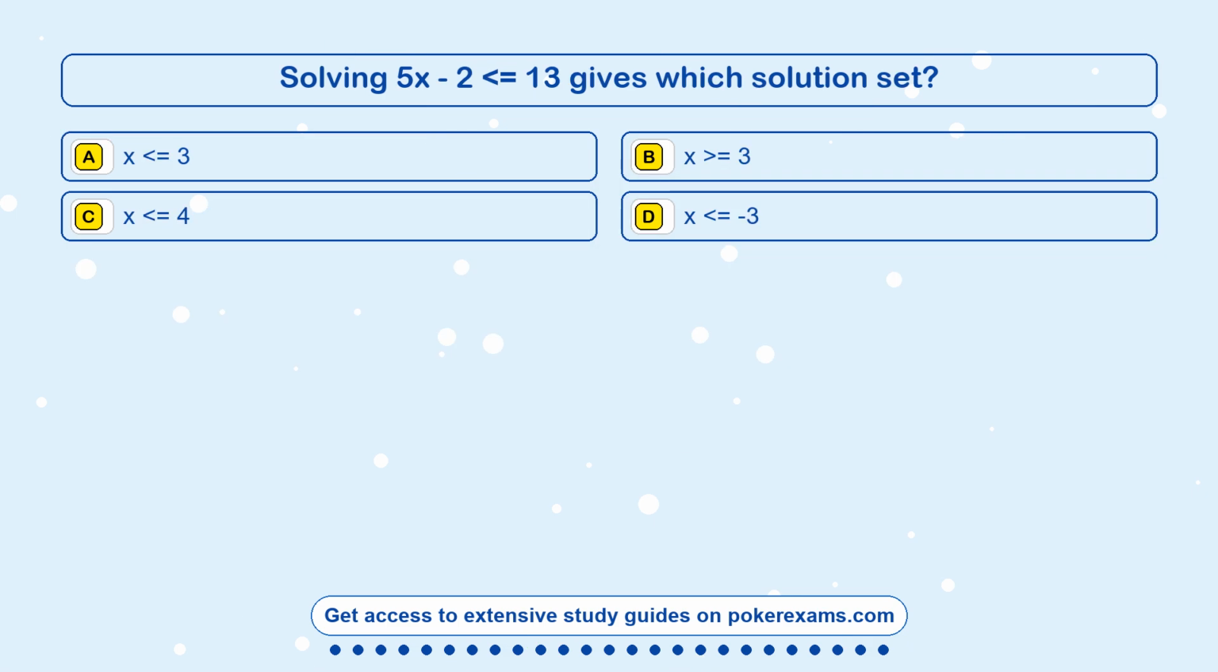Question 10. Solving 5x minus 2 equals 13 gives which solution set? Option A, x equals 3. Option B, x equals 3. Option C, x equals 4. Option D, x equals minus 3.